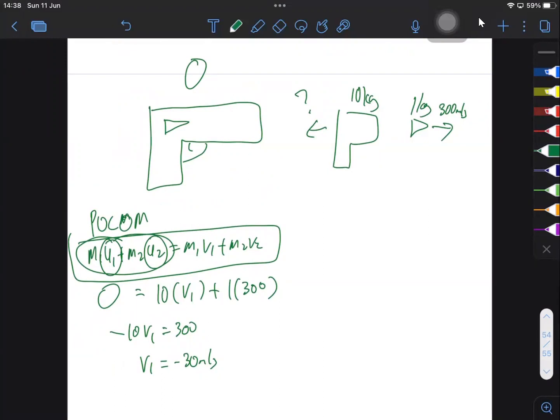Yeah. Good, very good question. Why is it negative? Why is it negative here? What does it mean? It's moving in the backwards direction, guys. That's why you can get a negative.